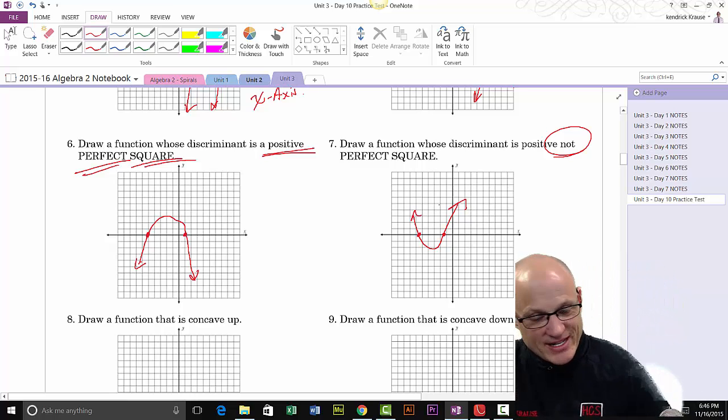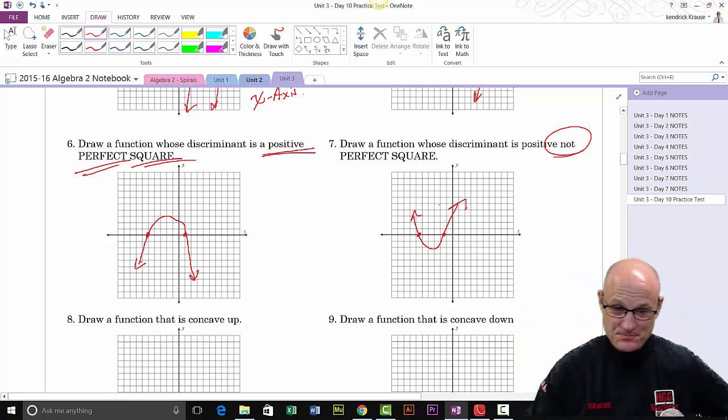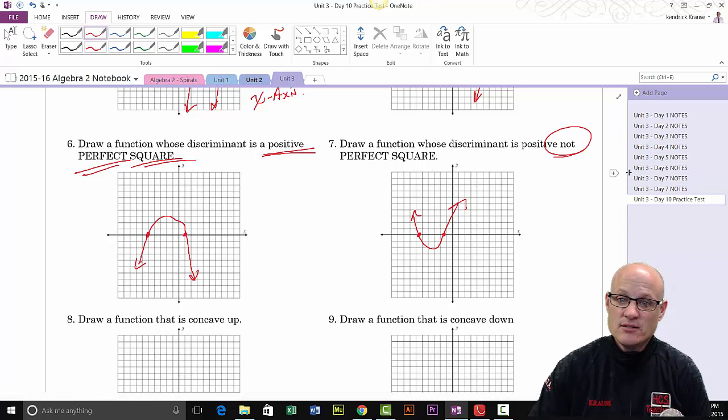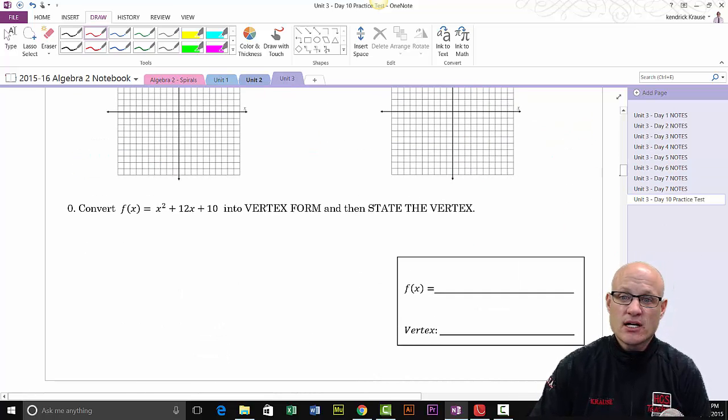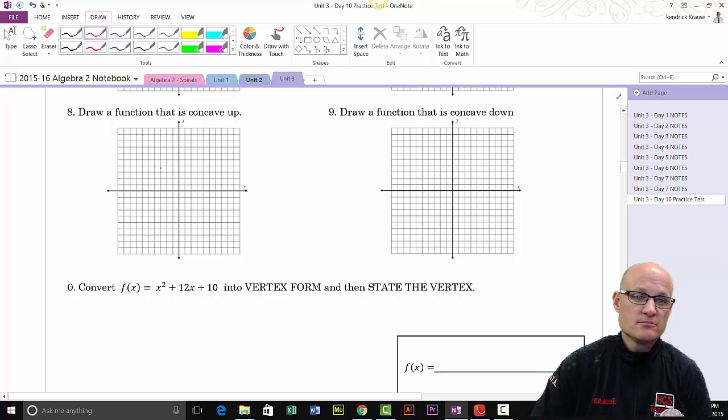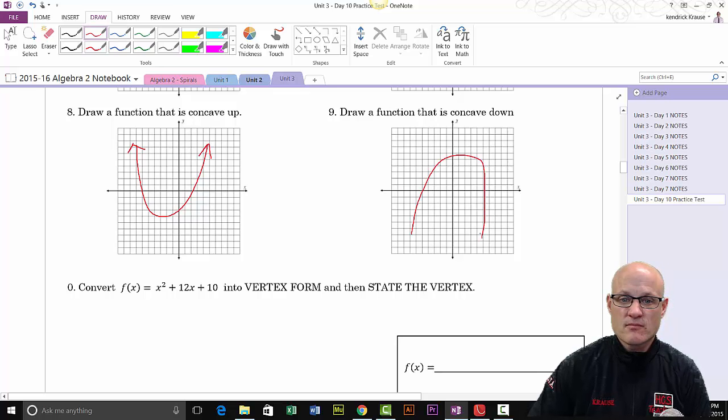Draw a function that is concave up. Very simple. Concave up. Concave up. Concave down. That's it, brother and sister.